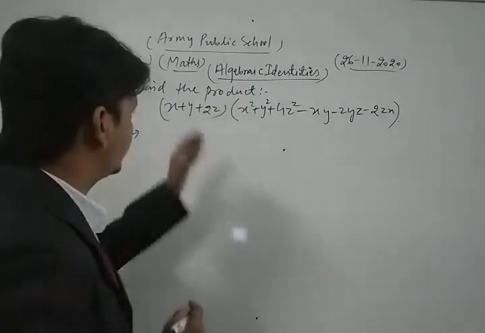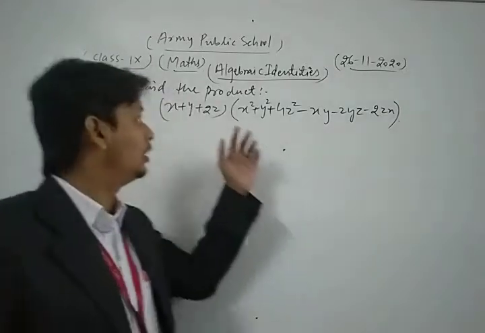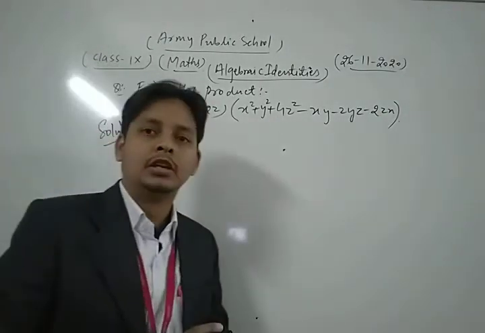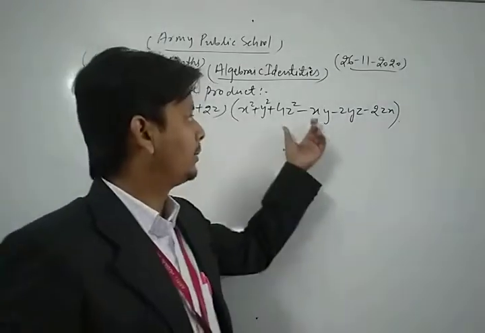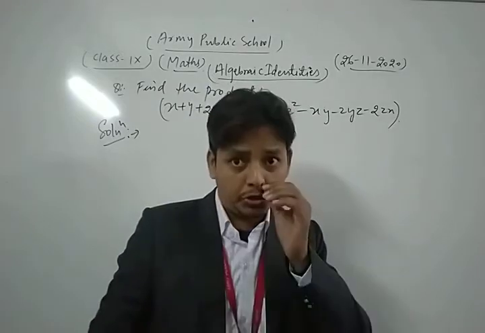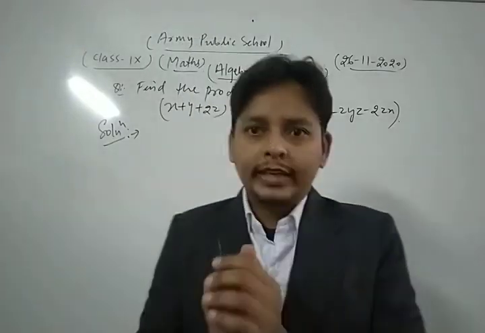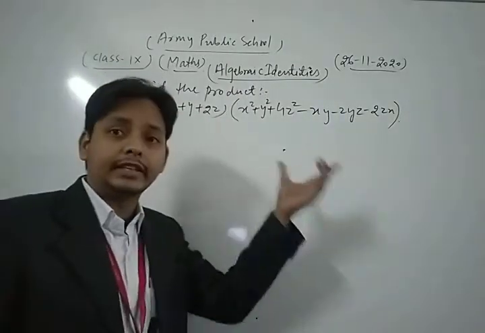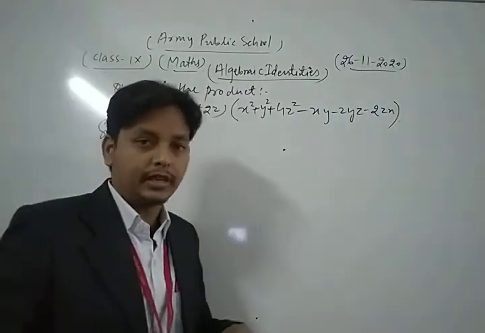Dear students, here we have x plus y plus 2z in one bracket, and in another bracket x square plus y square plus 4z square minus xy minus 2yz minus 2zx. This is the question here. What we do is find the product by using the identity for x plus y plus z.